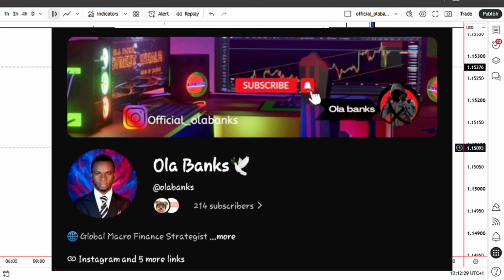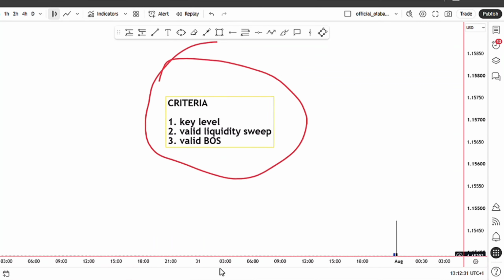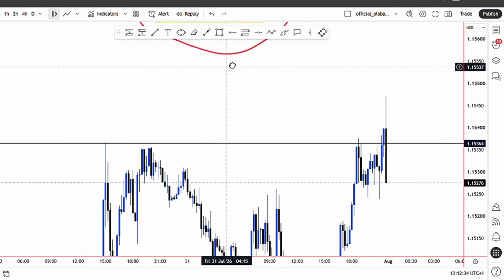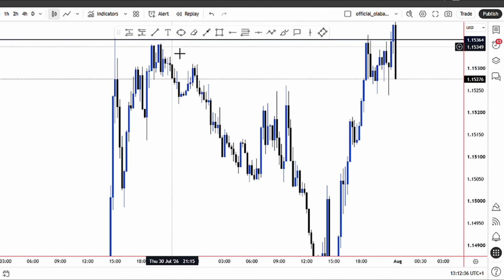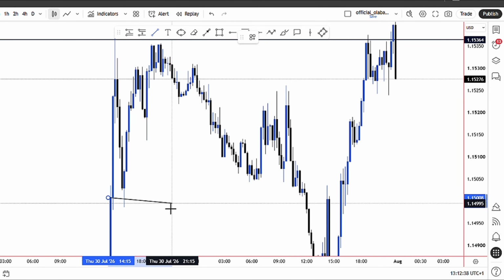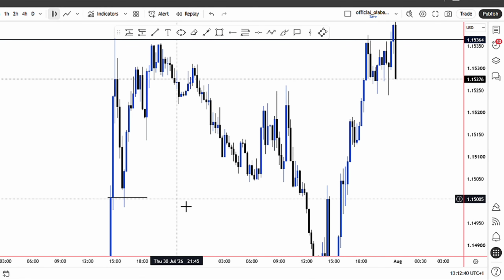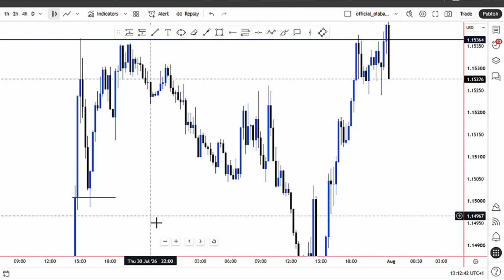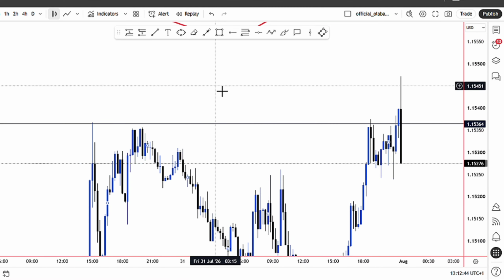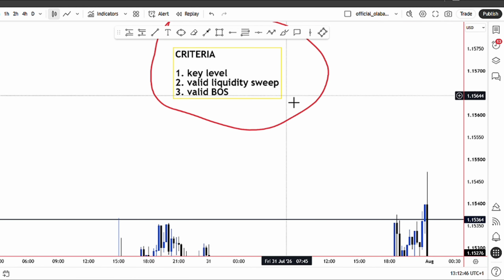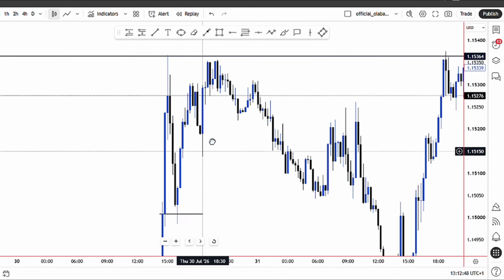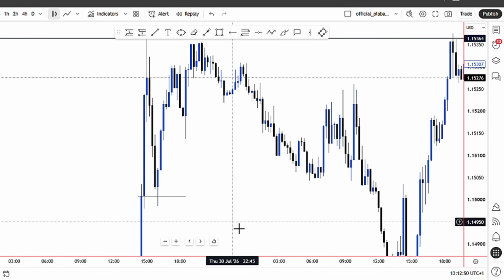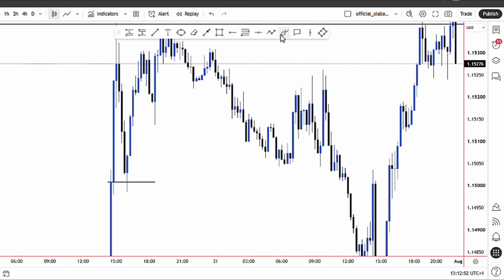We need it to come from a valid key level, just like I said, which is number one. Let's assume this is a valid key level right here, right? Okay, that one is intact. Two, we need it to sweep liquidity. But where's the liquidity? Right here. This is where the main problem is. It never swept any liquidity, both left and right.